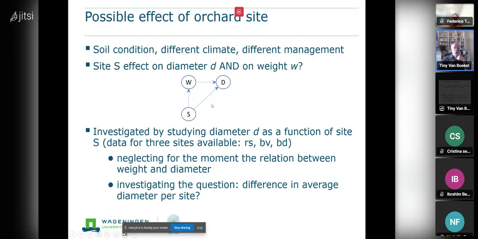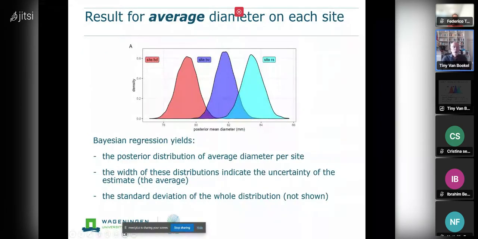Now, how can we do that? We can, for the moment, neglect that there could be a relation between diameter and weight, and we can just look at the question, is there a difference in average diameter at each site? So this is what I found. And by the way, these orchards were in the United States. I got the data from a researcher in Pennsylvania.